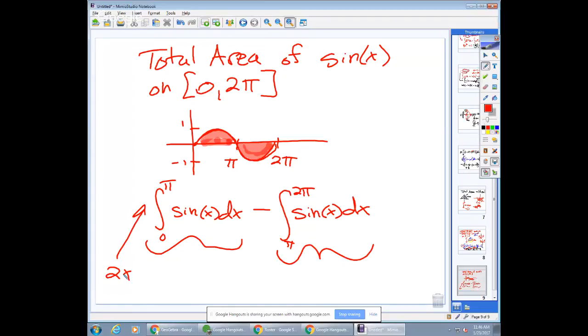You could take my word for it and hope I'm not a liar, or you could just do it and see what happens. Well, let's do it. What's the antiderivative of sine? Negative cosine. Yeah, we've got to be careful about those. Those are kind of tricky.